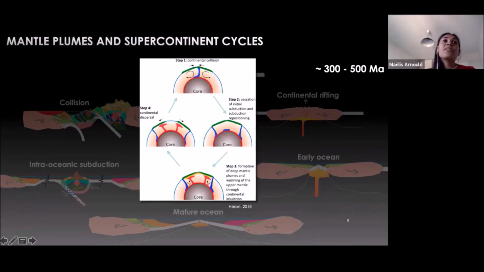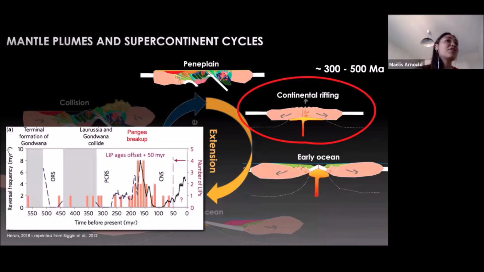And so from all this, we can ask ourselves during which stage of these supercontinent cycles mantle plumes can play a geodynamic role. And to reply to this question, the straight answer would be to look at the stages of extension here, during which, starting from a peneplain continent, rifting would occur and lead to supercontinent breakup.